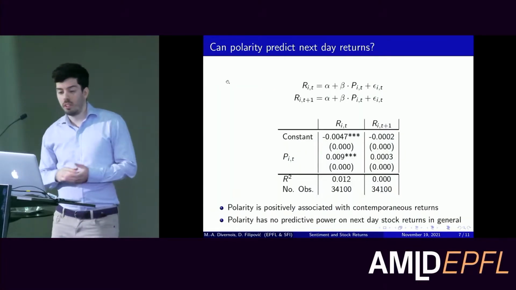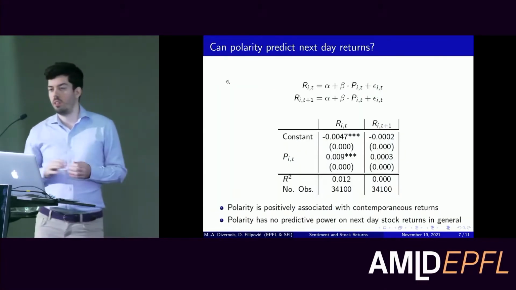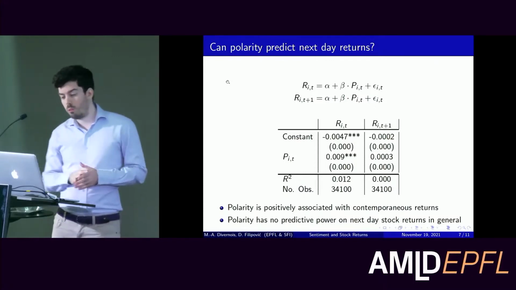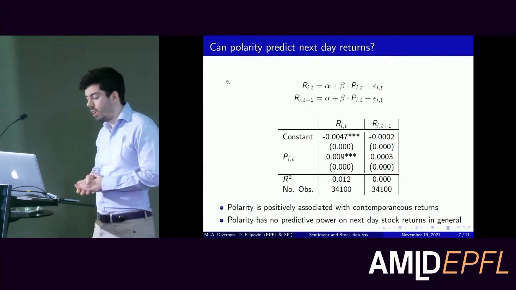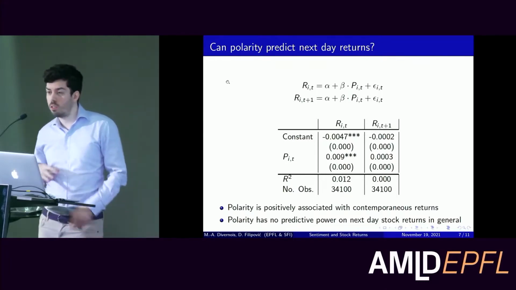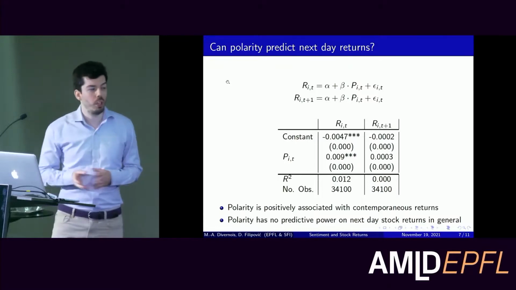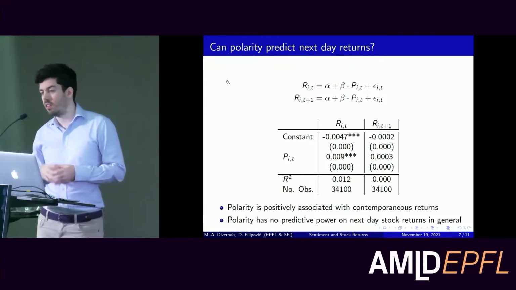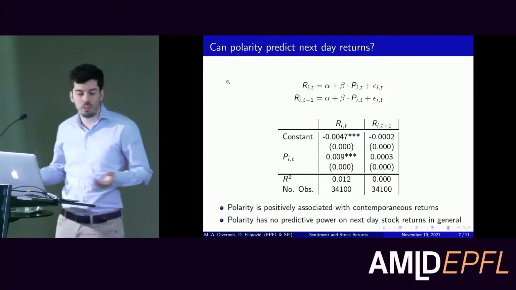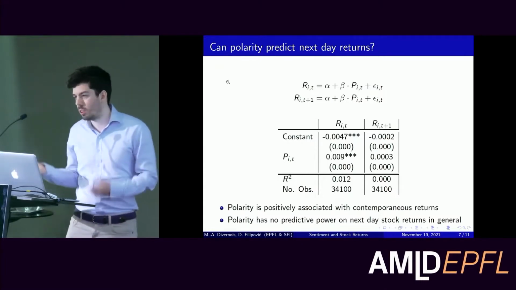Now we can go to the next part, which is the prediction. We start with very naive things. We just do simple regressions at first, and we see that polarity is positively associated with contemporaneous returns. But this does not hold for next day returns, so we are not yet able to predict next day returns. This is something we could expect, since it's quite hard to predict returns. Of course this wouldn't work, but this was just a test.